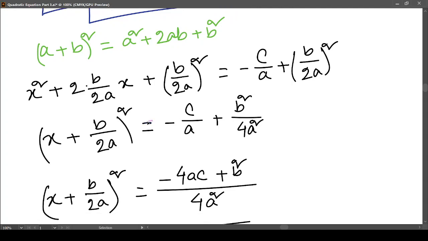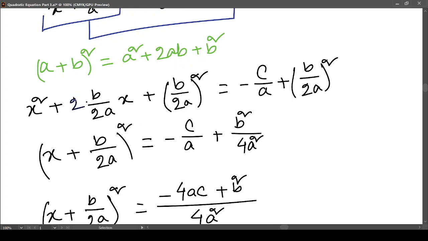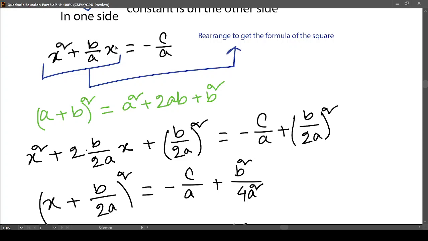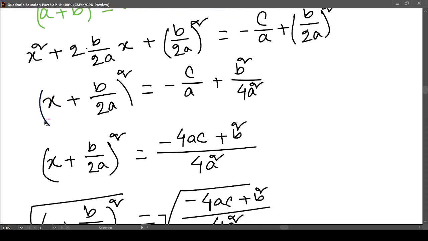Now, do you remember the formula of the square? The formula of the square was something like this: a plus b whole square. A and b, definitely they are not the coefficient of x square. They are just some general terms, a and b and c, some general terms here. Okay. So a plus b whole square equals to a square plus 2ab plus b square. Now, if we can rearrange this left hand side in such a way that it looks something like this: a square plus 2ab plus b square, then we will be able to write it in this simple form, right? So how can we do that?